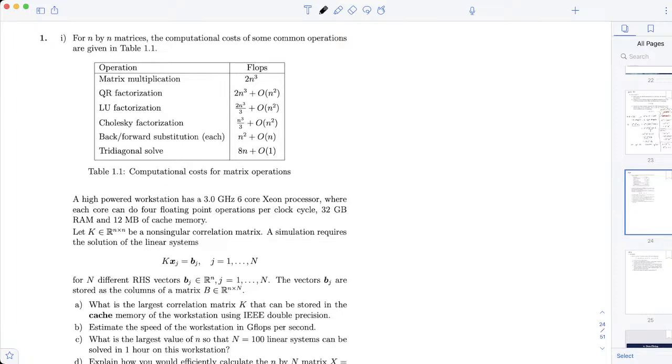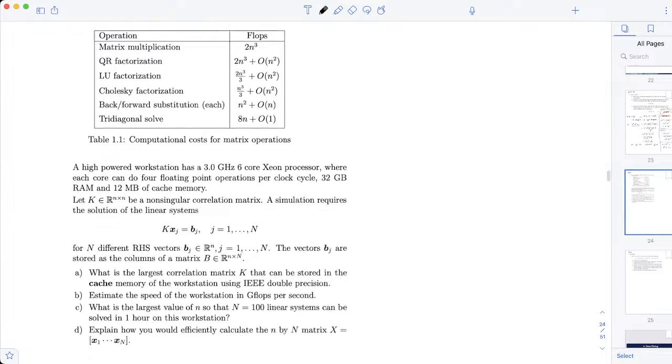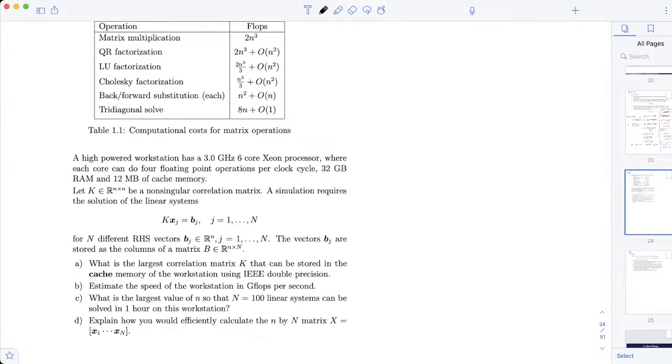Okay, sorry, I'm just reading through it now. Let's answer A. What's the largest correlation matrix K that can be stored in the cache memory, which is our 12 megabytes over here?